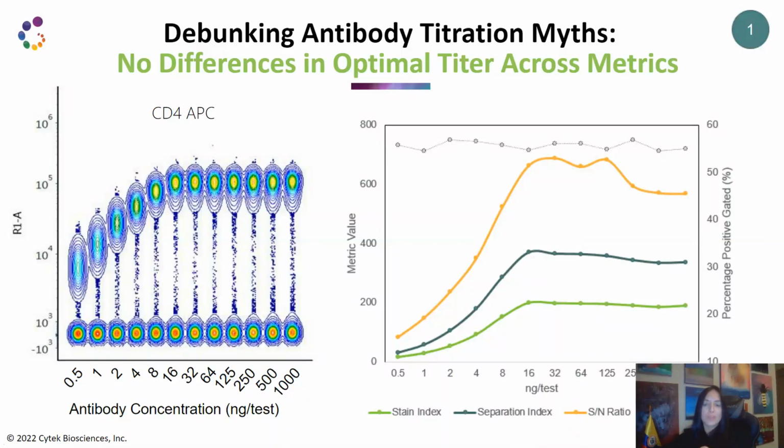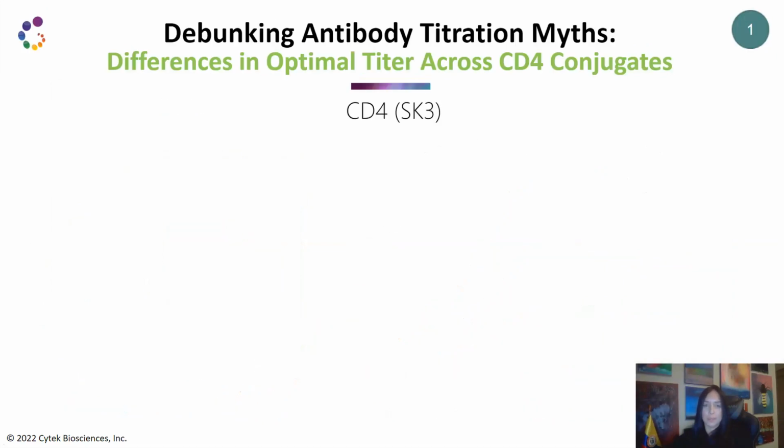But the point for all the metrics is that when we define optimal titer, all of them gave me the same result in that linear regression evaluation. It was 32 nanograms per test, so similar performance for all the metrics.